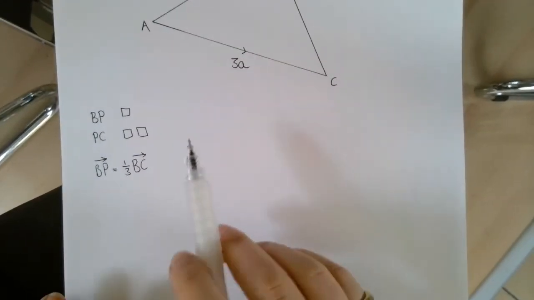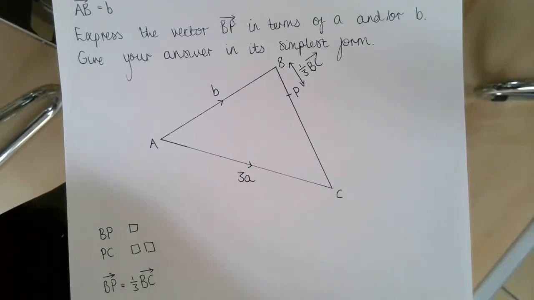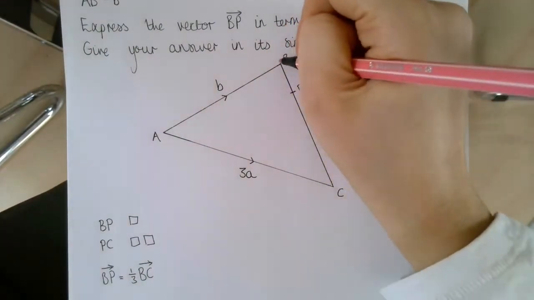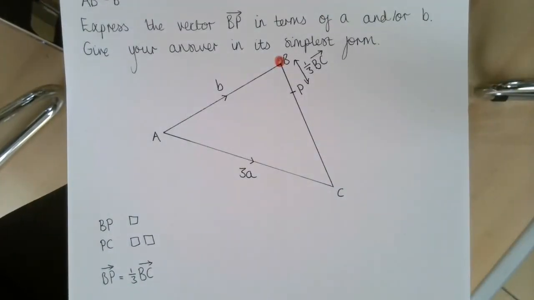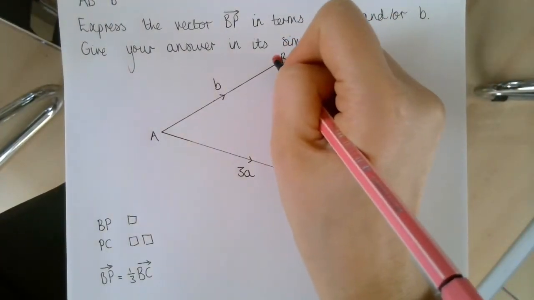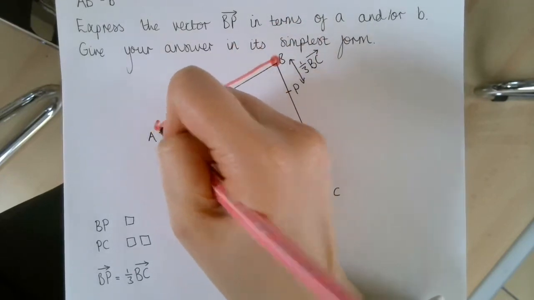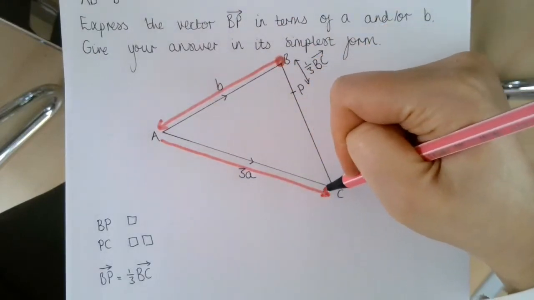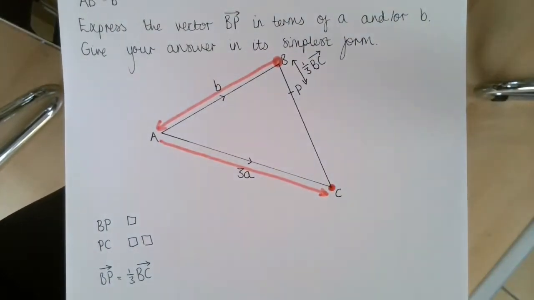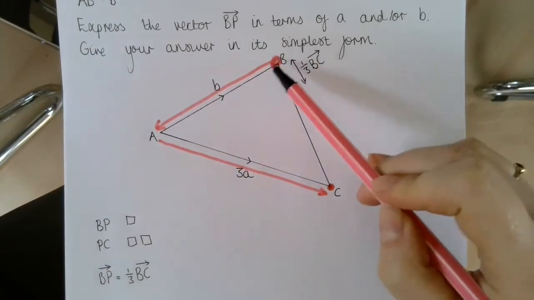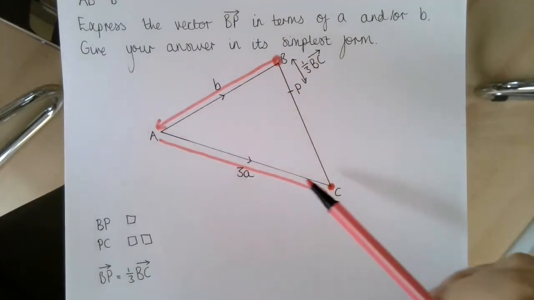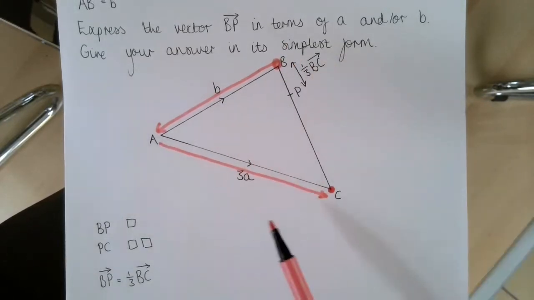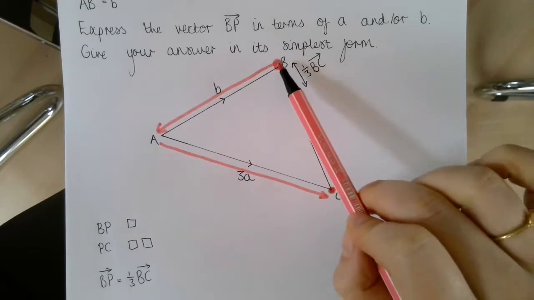So BC, the way that I would do this, if I want the vector B to C, I want to start at B. I want to go from B to A and then from A to C. Now the reason why I've taken this route is because we have to go on a route with vectors that are given to us. We are given the vector AB and we're given the vector AC, so I've decided to go this way.